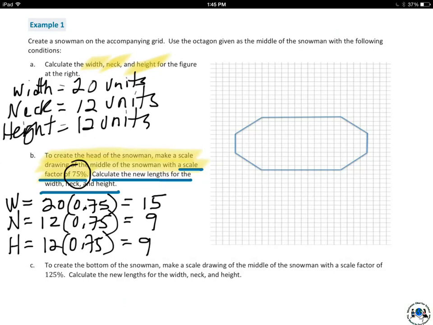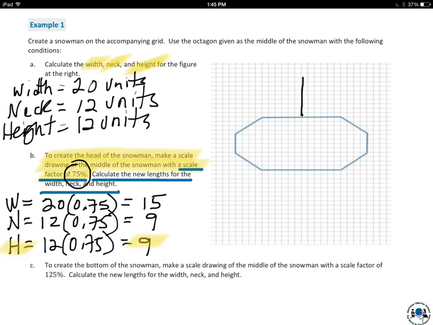So now we have our scaled down, our 75% scale drawing, which we're going to use for the snowman's head. We're supposed to just do all the calculations and then put the snowman together, but the way I did it, I actually put the snowman together as I went along.